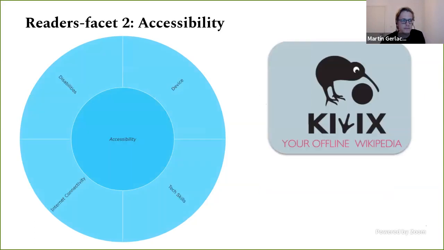Next slide, please. The second facet refers to accessibility, and this captures barriers that prevent individuals who would like to read Wikipedia from accessing the content. One example here is technical barriers such as internet connectivity. So we know that internet costs can be a substantial barrier to the online access of Wikimedia content, in particular through mobile devices. And one indication of the importance of this is the popularity of tools such as Kiwix, which aim to make it easier to read Wikipedia content offline.